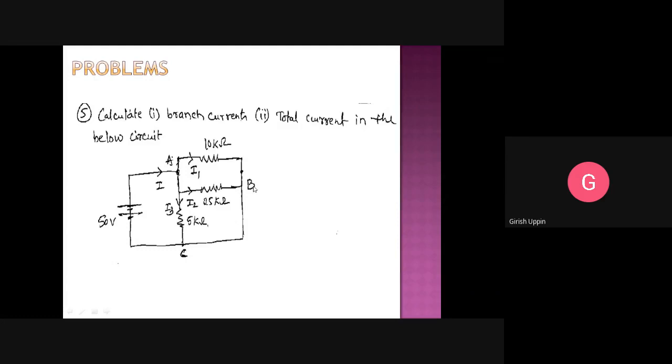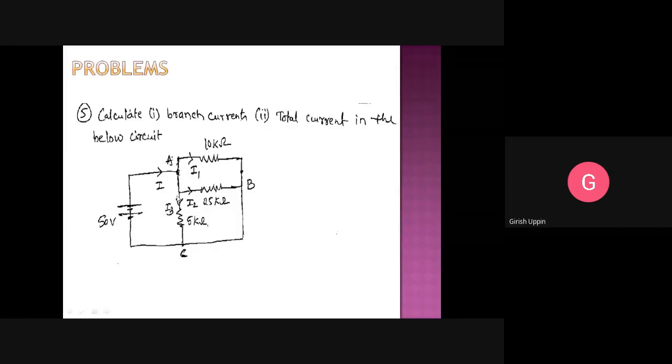So B and C are the same. If you see that, they are connected in parallel. Once you know that they are connected in parallel, you know the formula 1 by Rp is equal to 1 by R1 plus 1 by R2 plus 1 by R3. So here you will find the equivalent resistance. Once you find the equivalent resistance, you can find the total current.